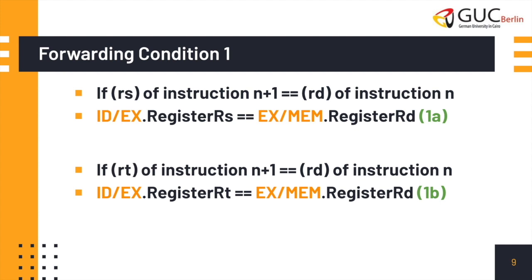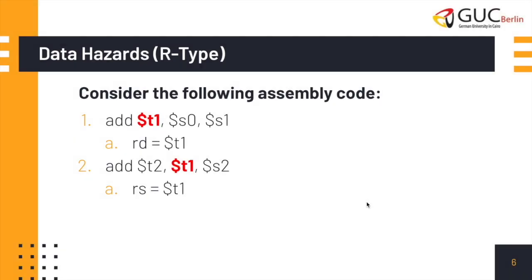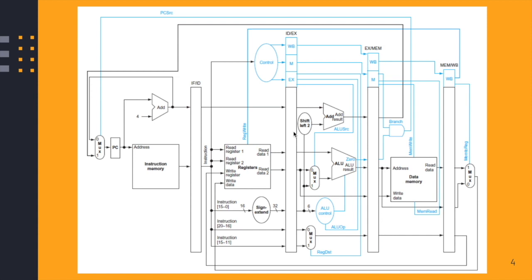Rt is equal to rd. That's why we are checking here whether the rt of the current instruction is equal to the rd of the previous instruction or not. So if we go back to the data path, at the id/ex pipeline register, I have two registers, rs and rt, the two operands that I will perform an ALU operation or an arithmetic operation on.